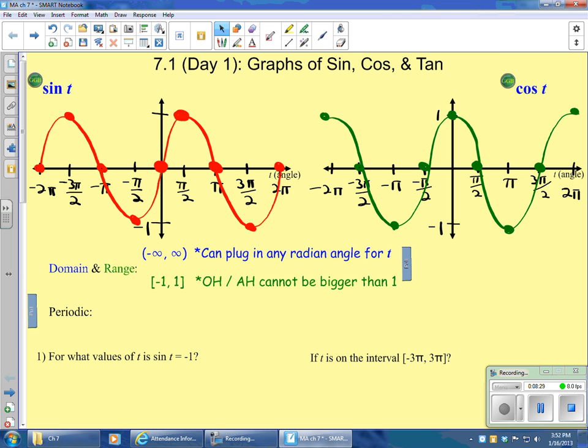And again, I've already mentioned this. The cycle repeats every 2 pi. That's called the period of the function, both for sine and cosine.